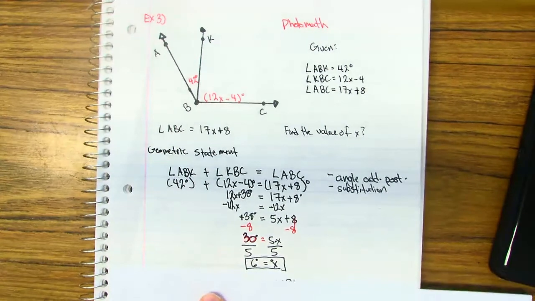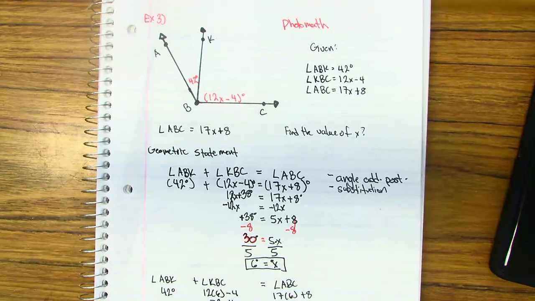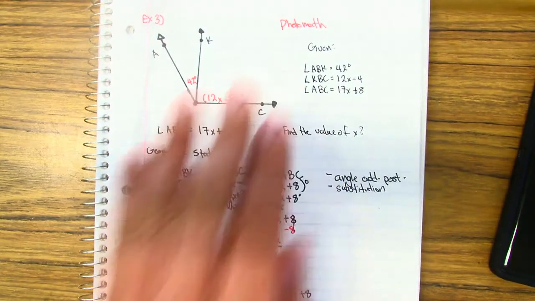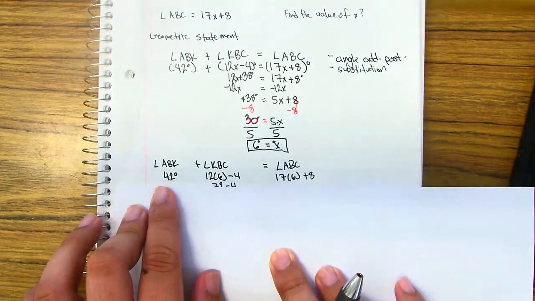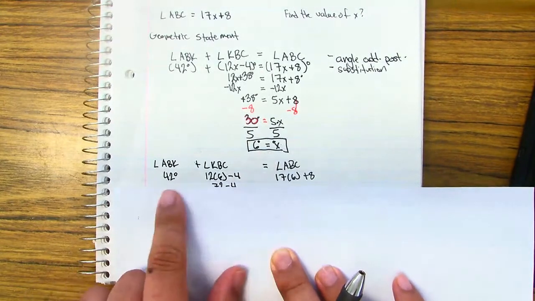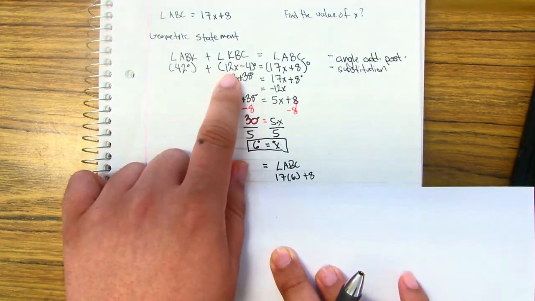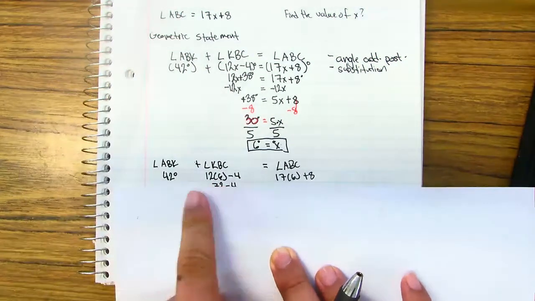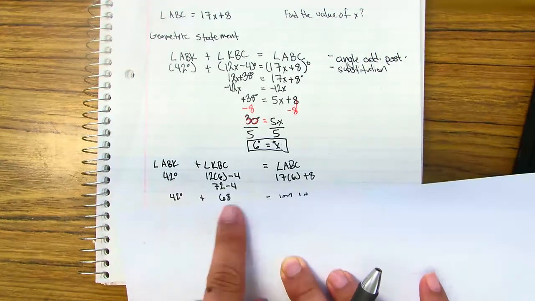Don't forget to always double check your work. Once again, I'm going to write down this as my base. For the first one, ABK is just 42, so I'm just going to write it down as 42 degrees. I don't have to substitute x with anything here. But in the next one, I'm going to substitute the value of x next to 12 with the value of 6. 12 times 6 minus 4. 12 times 6 is 72. 72 minus 4 is 68.